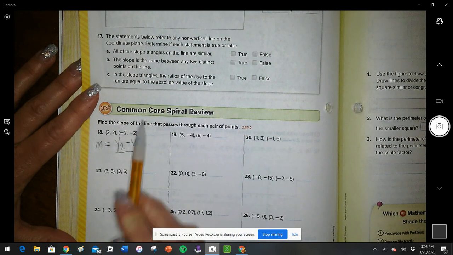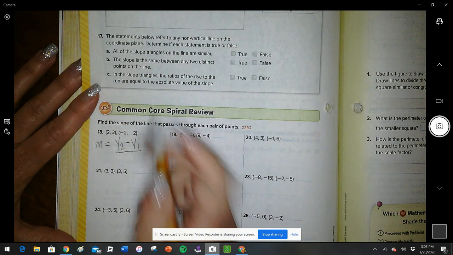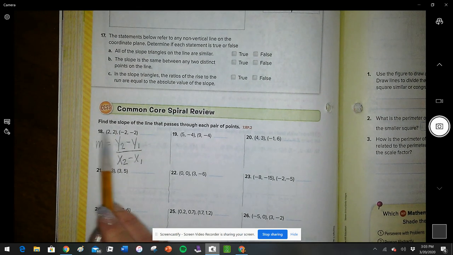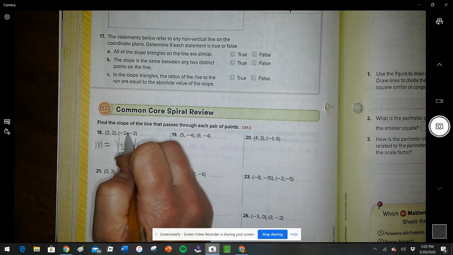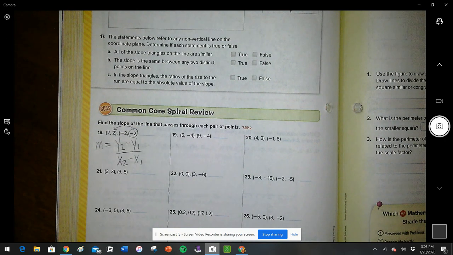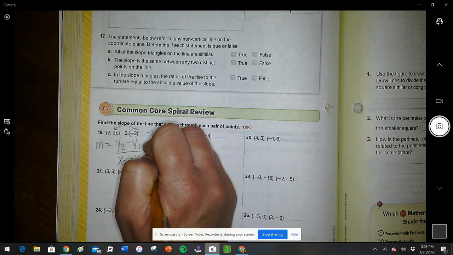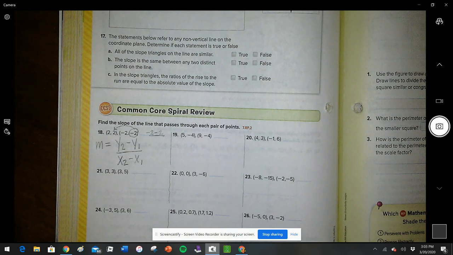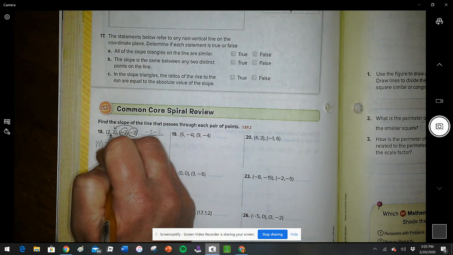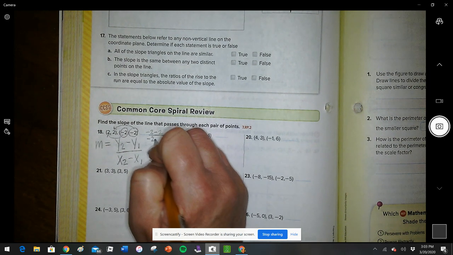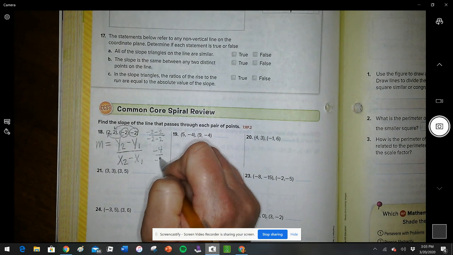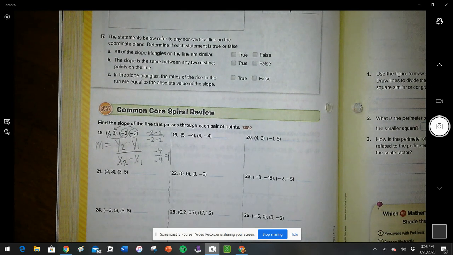Remember the slope formula, you find y2 minus y1 over x2 minus x1. So if I were to do number 18, my y2 number is -2. My y1 number is +2. So I'm going to do -2 minus that +2. And then I'm going to do my x number minus my other x number. So -2 minus 2. Okay, so this one ends up getting a -4 divided by -4, which is +1.